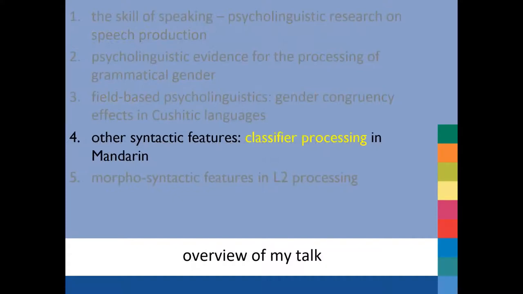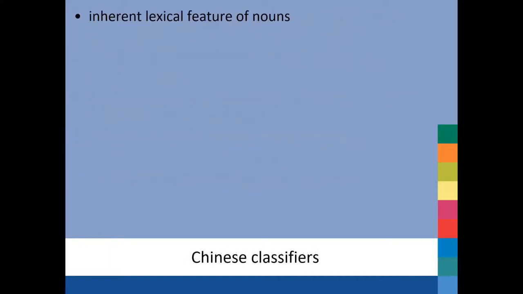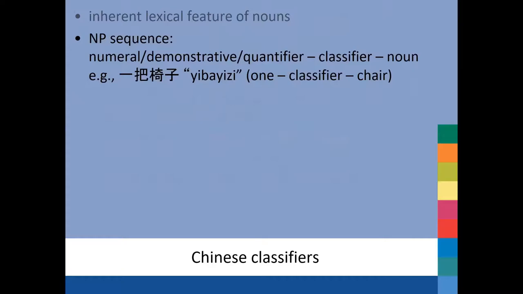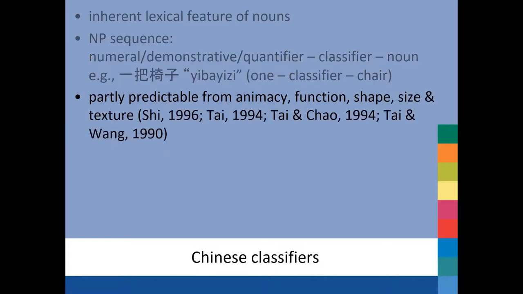Now let me turn to classifiers. Classifiers in Mandarin Chinese. So classifiers are also an inherent feature of nouns in Chinese. So there are, for example, numeral classifiers, but also other classifiers. And you have to use these classifiers, for example, when you produce a quantifier classifier noun phrase. So for example, when you say one chair, you have to use the classifier, okay? Or when you want to produce the phrase two chairs, you have to say two classifier chair, okay?